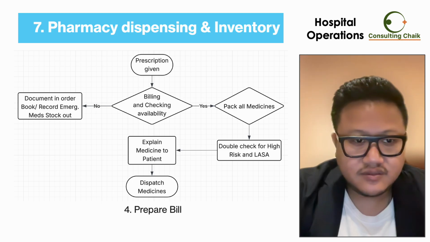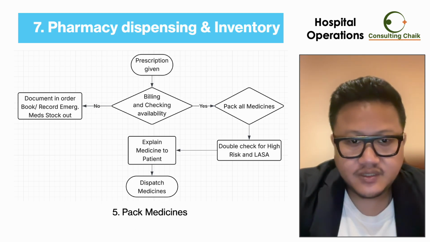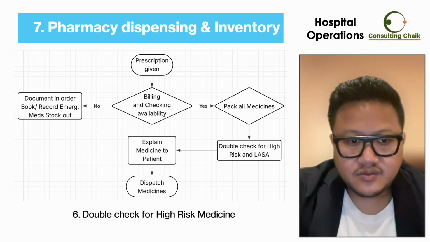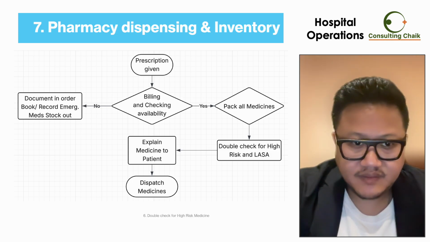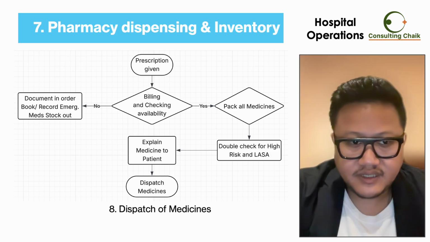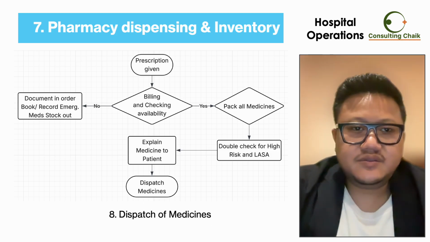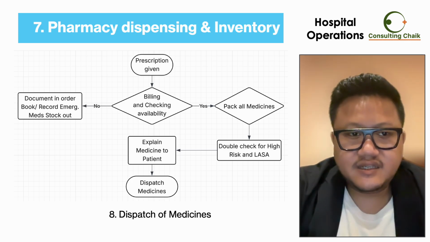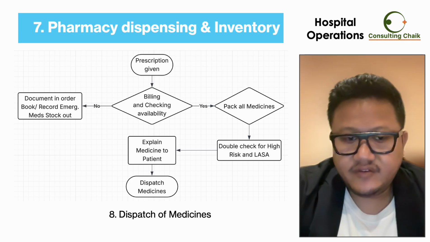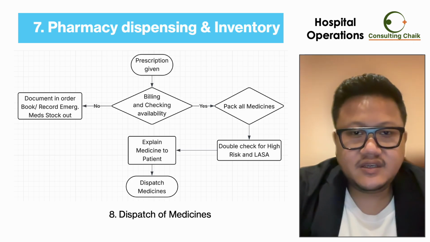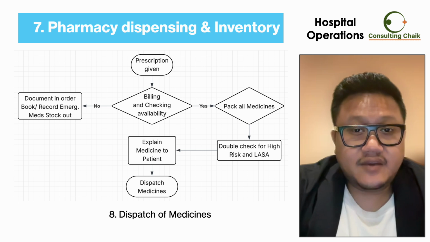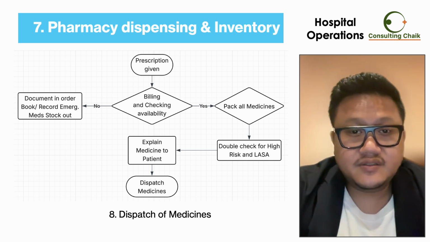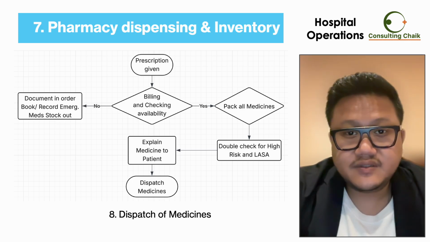Okay, so note any stock out, you prepare the bill, you pack your medicine. So when it is high risk or LASA, you check, double check, and explain to the patient. So this is the whole process of medicine dispensing. And for inventory control, you can use ABC analysis and FIFO. I have covered this in pharmacy management, so you can check that video. And so this is the end of pharmacy.